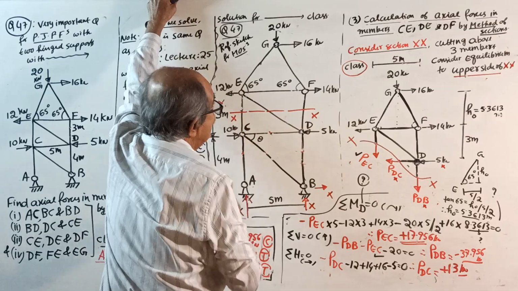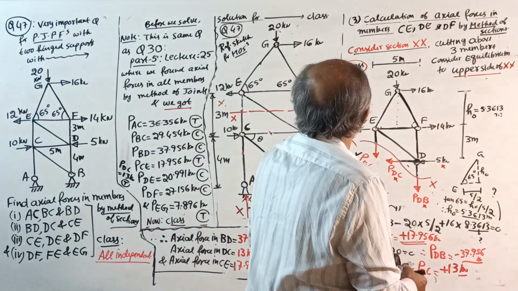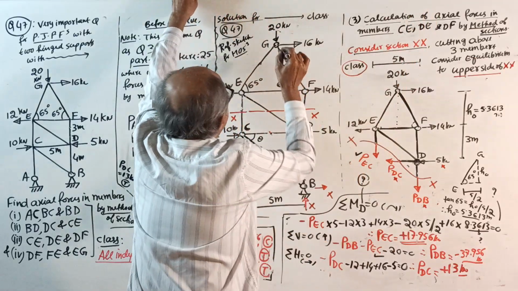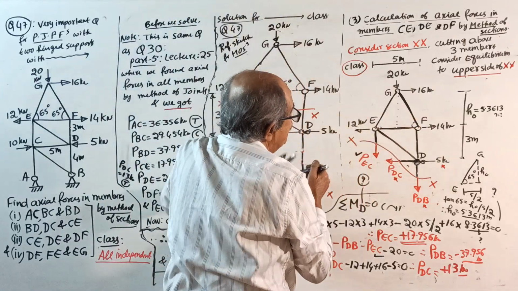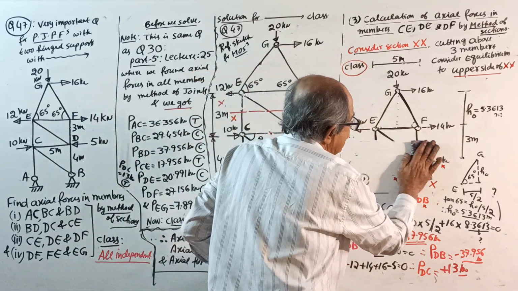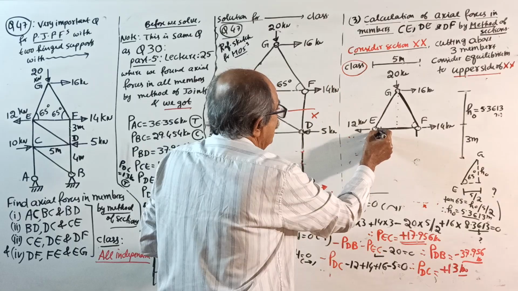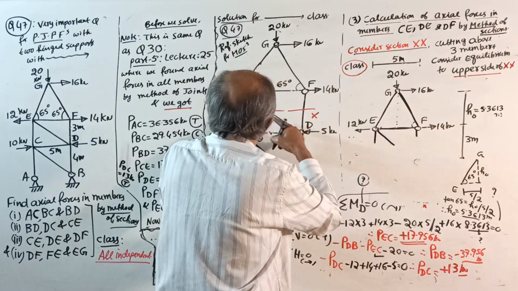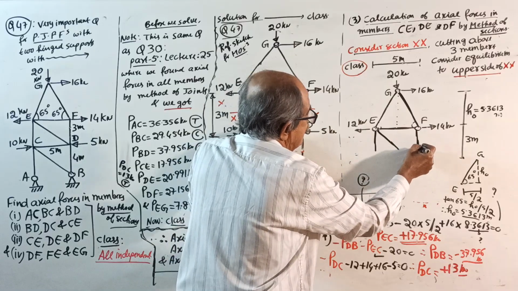Section XX. Consider section XX cutting these 3 members. Okay, look at the upper side. G intact, E intact, F intact. That's all. G, E and F are intact, all remaining will go. Now one member up to here, and then up to here. Okay, little more space is there. Cut.